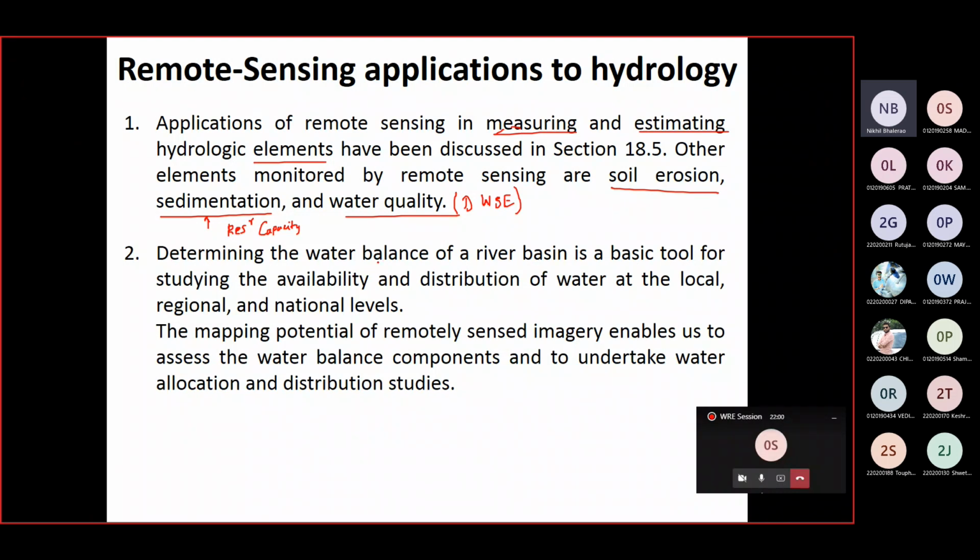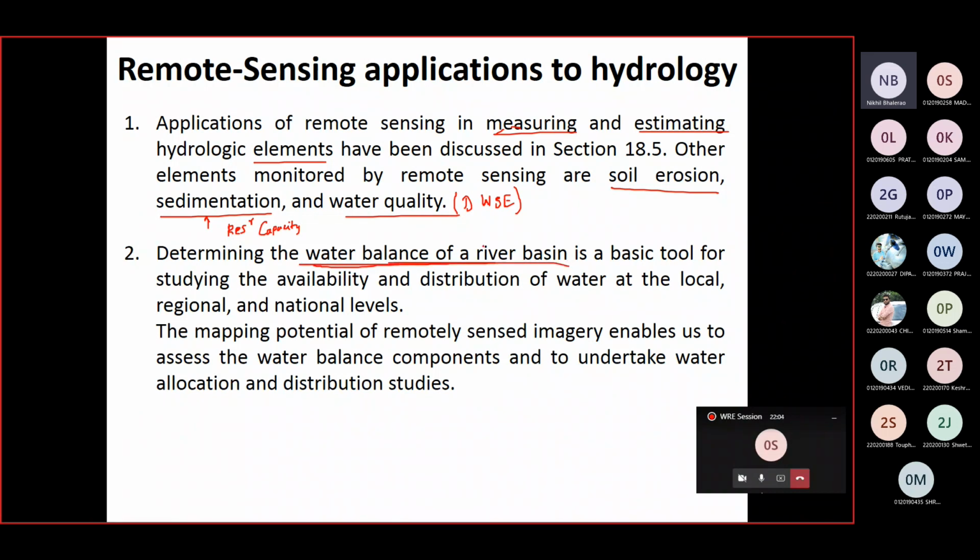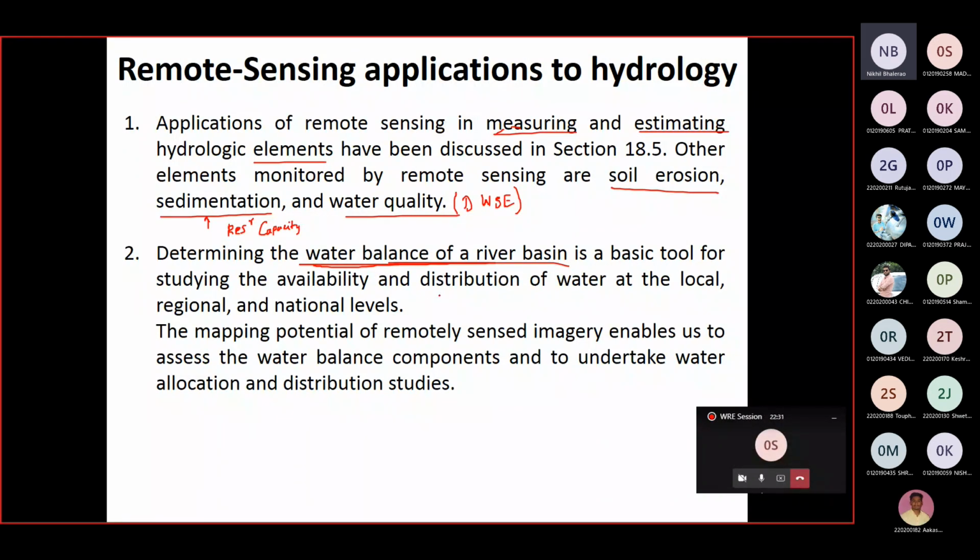Then determining the water balance of the river basin. The water balance equation, the equation of continuity: whatever water is incoming into the watershed and whatever amount of water is outgoing from the watershed, that water balance equation has to be satisfied. The study of this water balance equation in any particular river basin can be done with the help of remote sensing data, and remote sensing is considered a basic tool for studying the availability and distribution of water at the local and regional levels.